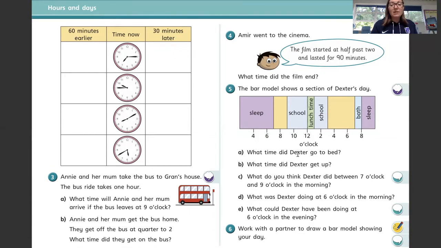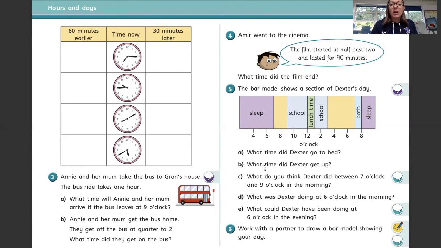What time did Dexter go to bed? So we need to look at when he went to bed. Now we don't know when he went to bed in the morning because we can't see that bit. So we need to look back here. When did he go to bed? And we need to see where that sleep bar starts. It starts at 8 o'clock. So the answer for A would be 8 o'clock.